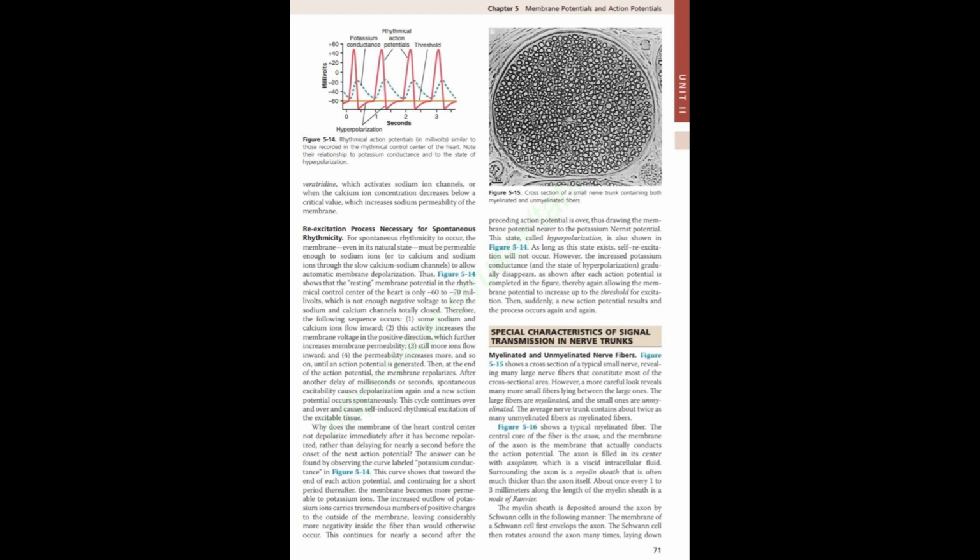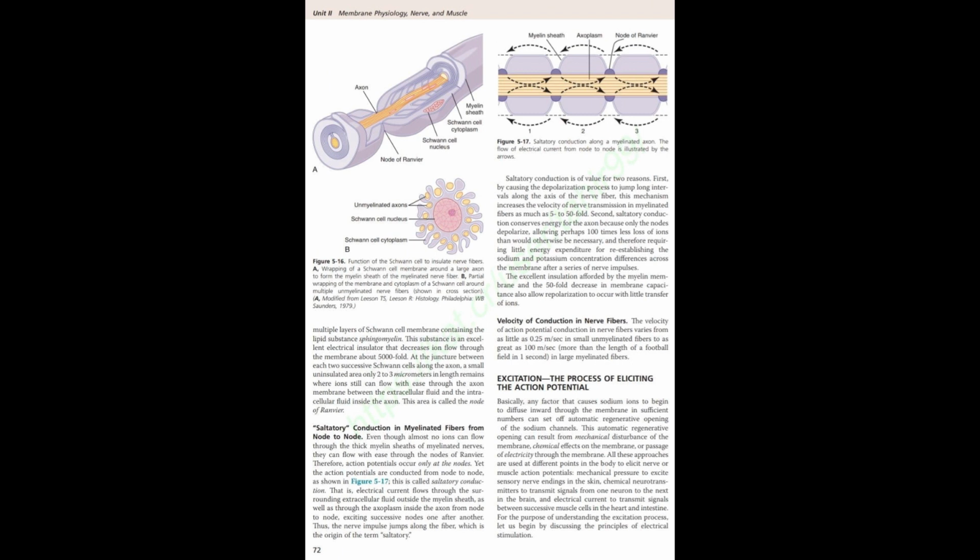So now last page, I guess. So this is the saltatory conduction. Highlight this, the heading, and the underlying paragraph as well. Even though almost no ions can flow through the thick myelin sheath, they can flow with ease to the nodes of Ranvier. Therefore, action potentials occur only at the nodes. Yet the action potential is conducted from node to node, and this is called saltatory conduction.